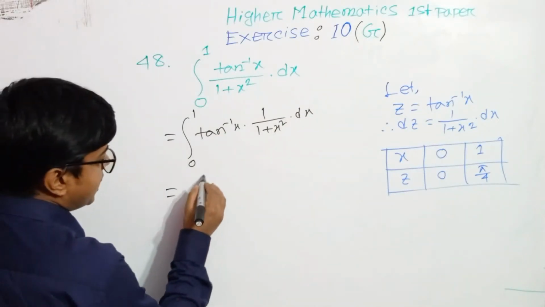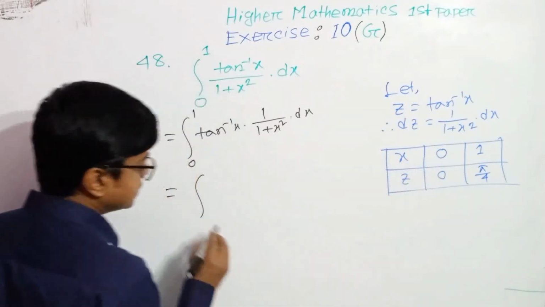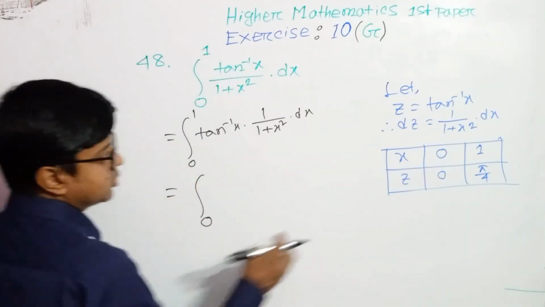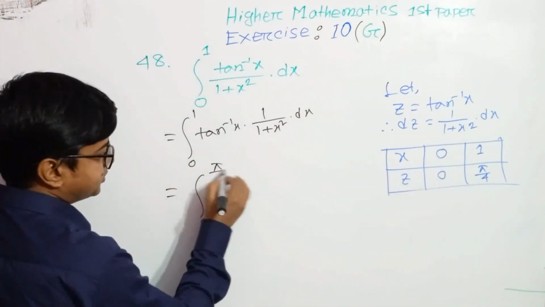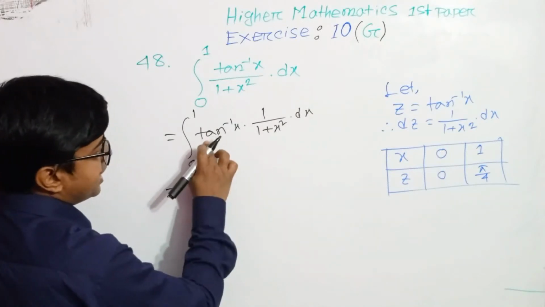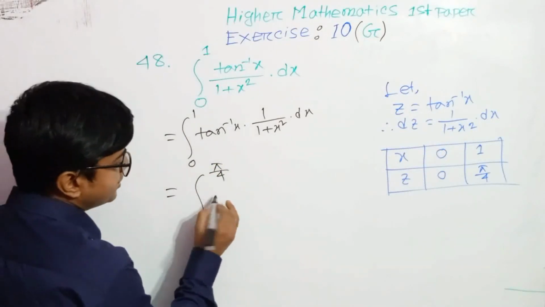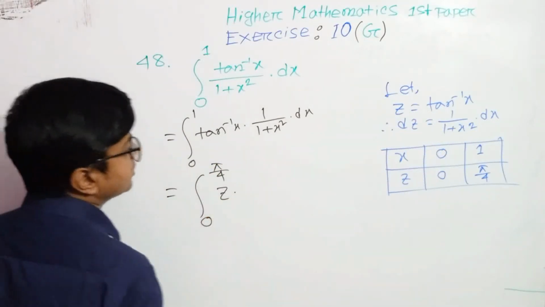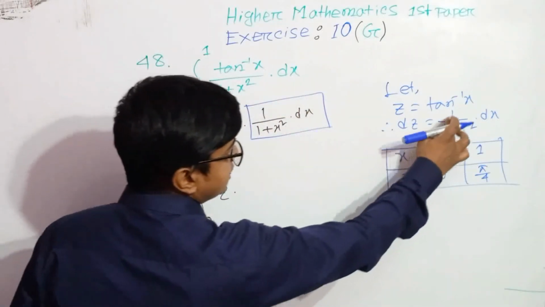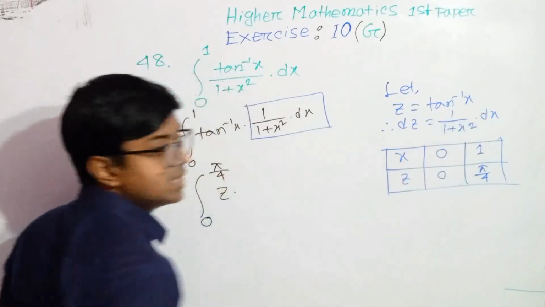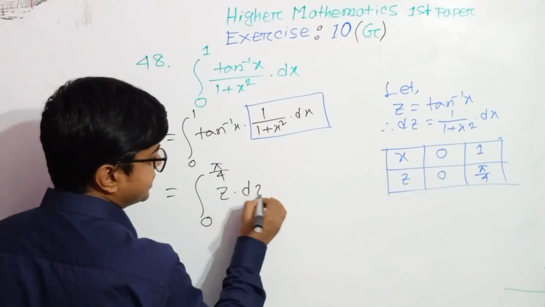And here when x equals 0, then z equals 0. And when x equals 1, then z will be pi by 4. And here z equals tan inverse x. So we can write z, for this part, 1 by 1 plus x square into dx equals dz. So we can write dz.